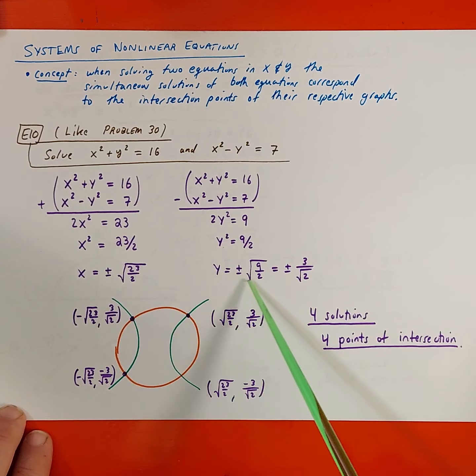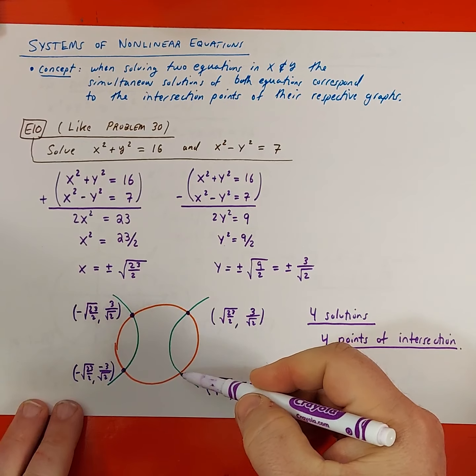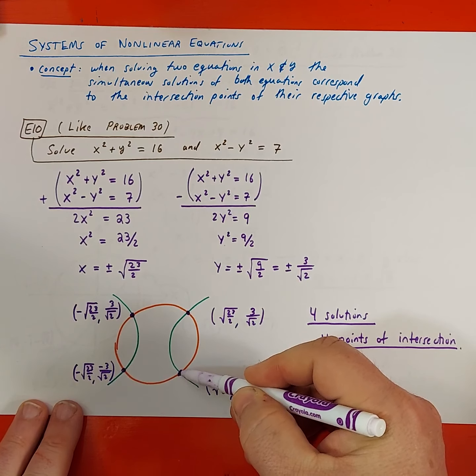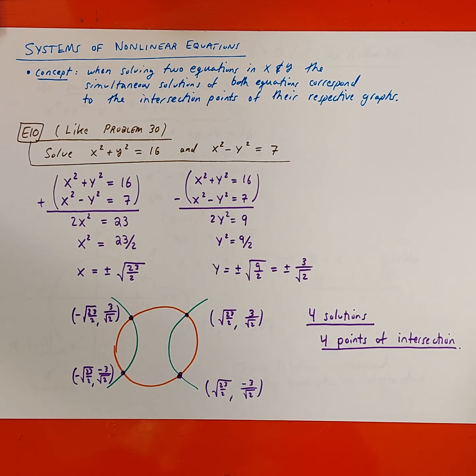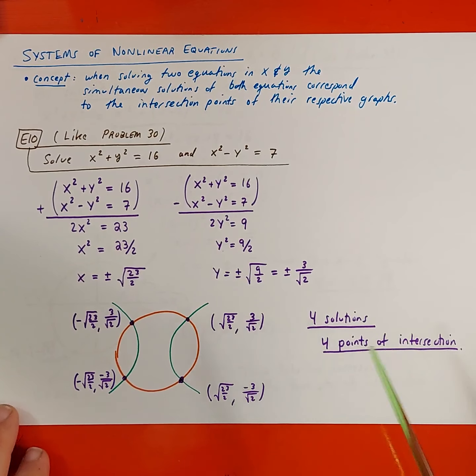And those four possibilities make sense because there's this point, this point, this point, or that point on this graph. And for reasons I don't understand, I failed to put a dot right here. Come on, there we go. That's bothering me. Anyway, so 4 solutions corresponds to 4 points of intersection.